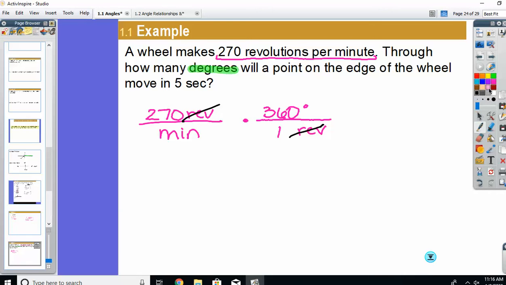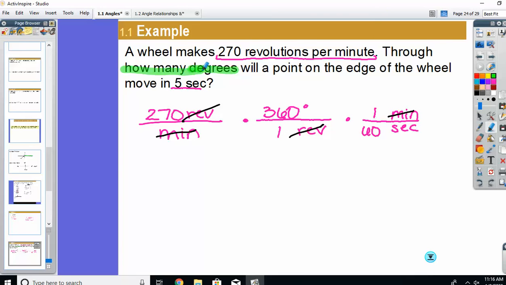Now I am trying to get just plain degrees. You notice I've given you this 5 seconds. So what do I have to do with my time? Change it to seconds. Minutes are on the bottom. If I want to cancel it, it needs to go on the top. And I'm changing it into seconds. So what's my conversion? 1 minute is 60 seconds. So now my minutes will cancel out.